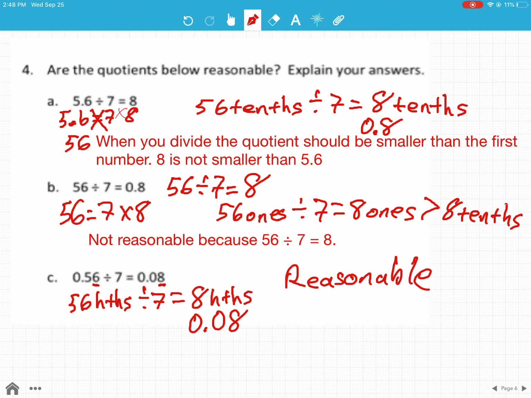Okay, so I'm showing you a couple ways of saying it, just as long as you have some work to show it. I don't want you to just keep copying the same thing. If you did something like this, this would be a good way to explain it, where you show the numbers 56 tenths divided by 7 equals 8 tenths. Okay, 56 ones divided by 7 equals 8 ones. Okay, right here I'm doing 56 hundredths divided by 7 equals 8 hundredths. So it is reasonable because I can see it.